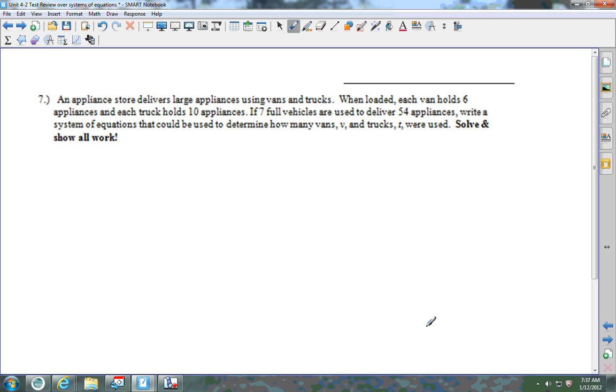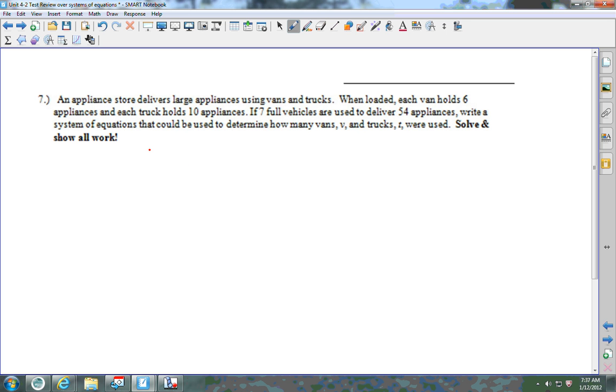The next one. It says an appliance store delivers large appliances using vans and trucks. When loaded, each van holds 6 appliances and each truck holds 10 appliances. If 7 vehicles are used to deliver 54 appliances, write a system of equations that could be used to figure out the vans and the trucks. Solve and show all work. So let's write our system.